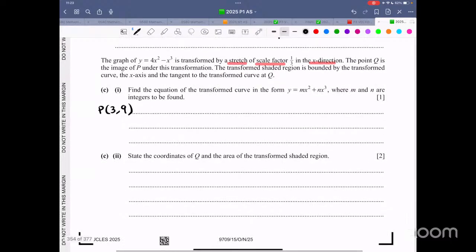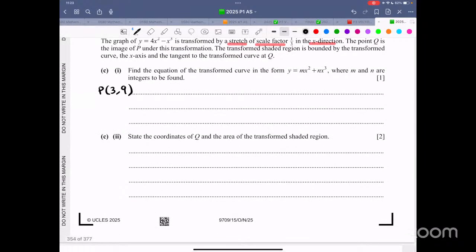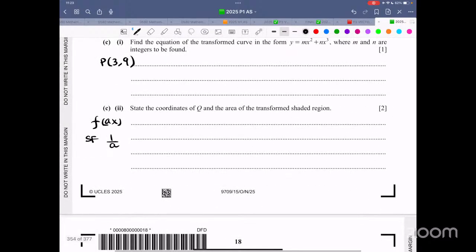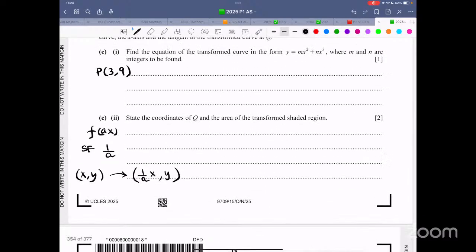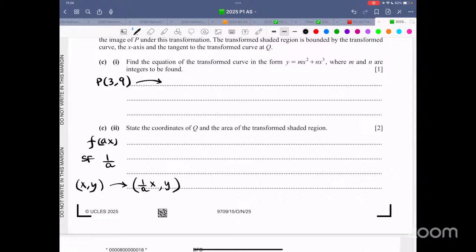Now, first of all, as far as Q is concerned, that's not a big issue. So we know that y equals f of ax, the transformation, the scale factor, that is 1 over a. And the next thing is that a point such as x,y, after this transformation, will become 1 over a multiplying with x, y remains as it is. So that's not a big deal. The scale factor is 1/3. So therefore, P is 3,9. So P will become Q.